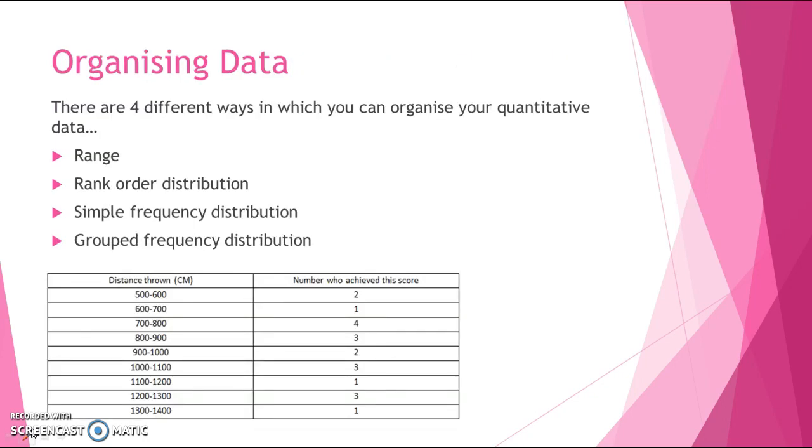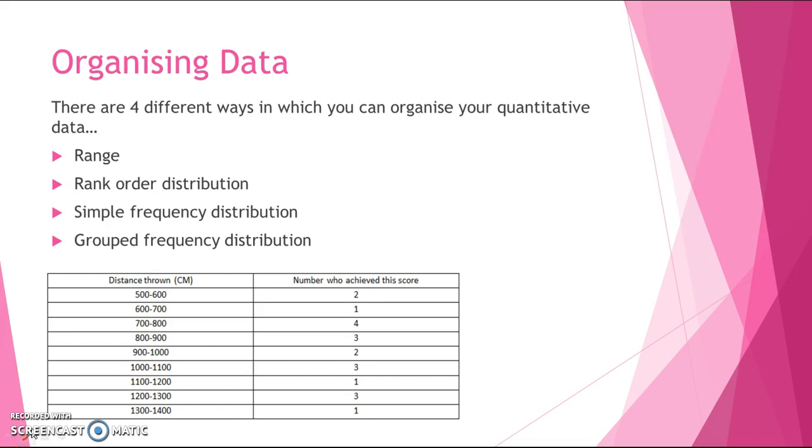I'm going to be discussing the various ways in which you can organize data. By organizing your data, it allows you to increase the accuracy and reliability of your results. It will also allow you to see whether there are any similarities or differences between your data. There are 4 main types of data organization that I'm going to be discussing. These are range, rank order distribution, simple frequency distribution, and group frequency distribution.